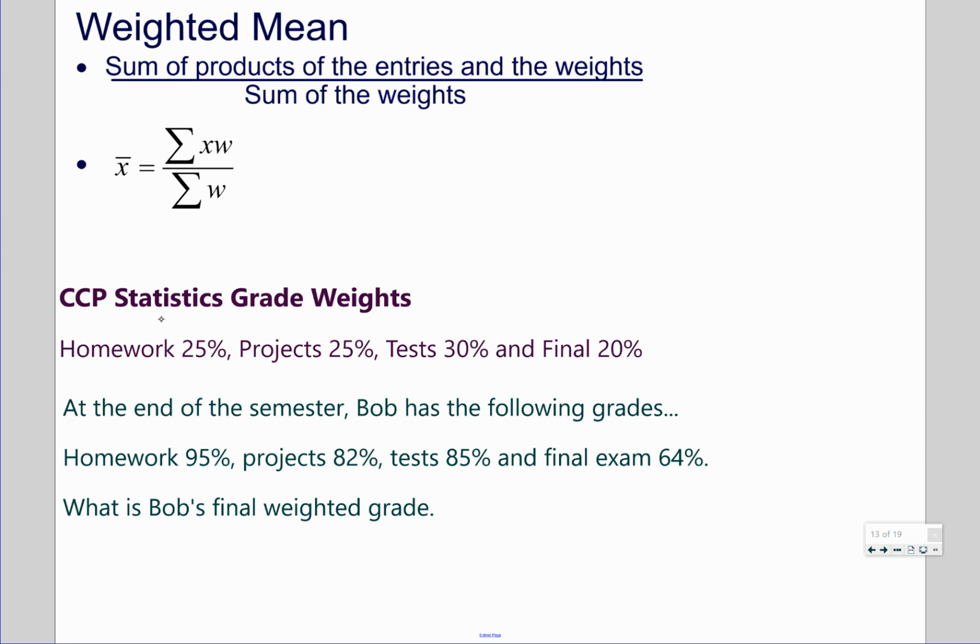So a common example is grades, like our class. Homework is 25%, projects 25%, tests are 30%, and a final exam is 20% in a statistics class. At the end of the semester, Bob has the following grades. His homework is a 95%, his projects are an 82%, his tests are an 85%, and his final exam is a 64%. We're going to calculate Bob's final grade.